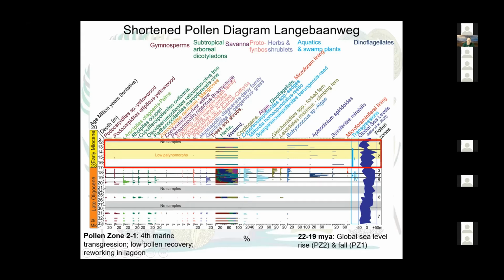Therefore, we can say that pollen zones 2 to 1 are characterized by a marine transgression event. And based on the low pollen recovery, we can assume that there was reworking in a lagoon environment. And these pollen zones are approximately 22 to 19 million years old, or the environment probably existed 22 to 19 million years ago.